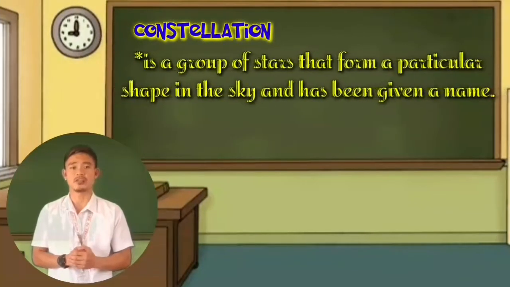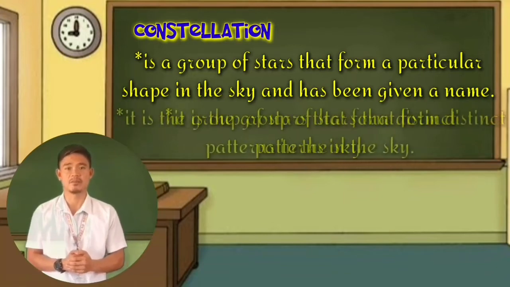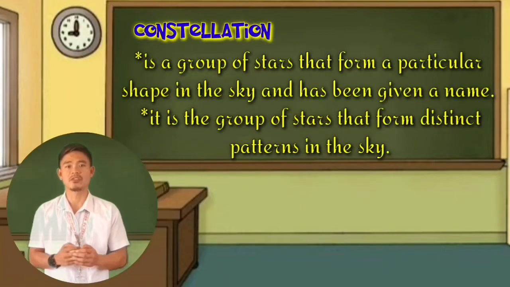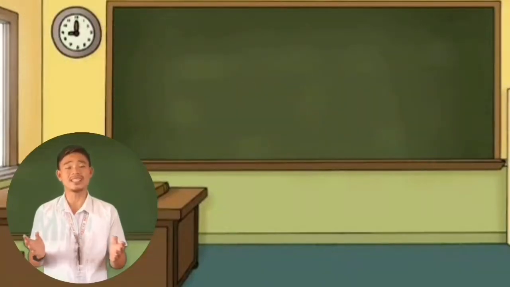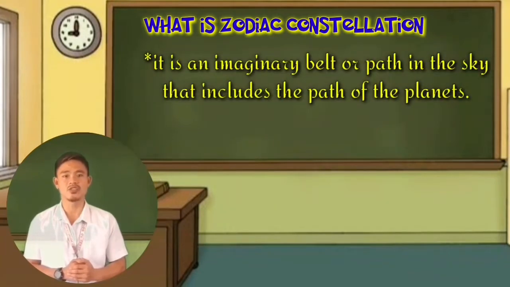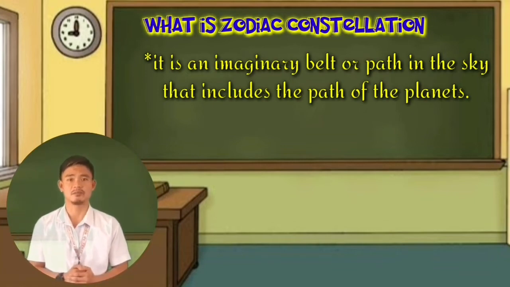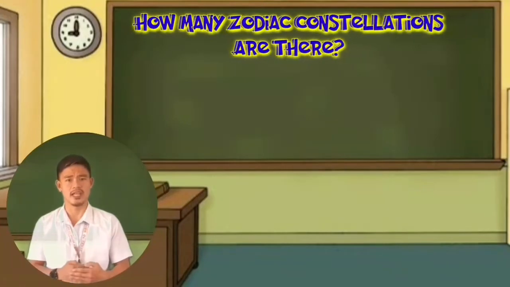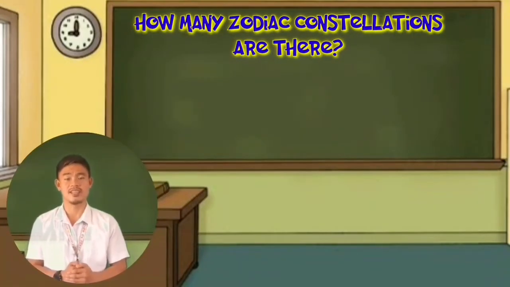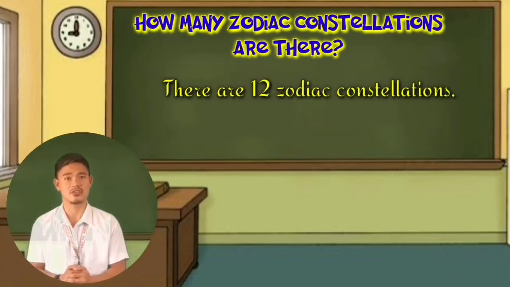A constellation is a group of stars that form a particular shape in the sky and has been given a name. It is also a group of stars that form a distinct pattern in the sky. Now, what is a zodiac constellation? A zodiac constellation is an imaginary belt or path in the sky that includes the path of the planets. How many zodiac constellations are there? There are 12 zodiac constellations.